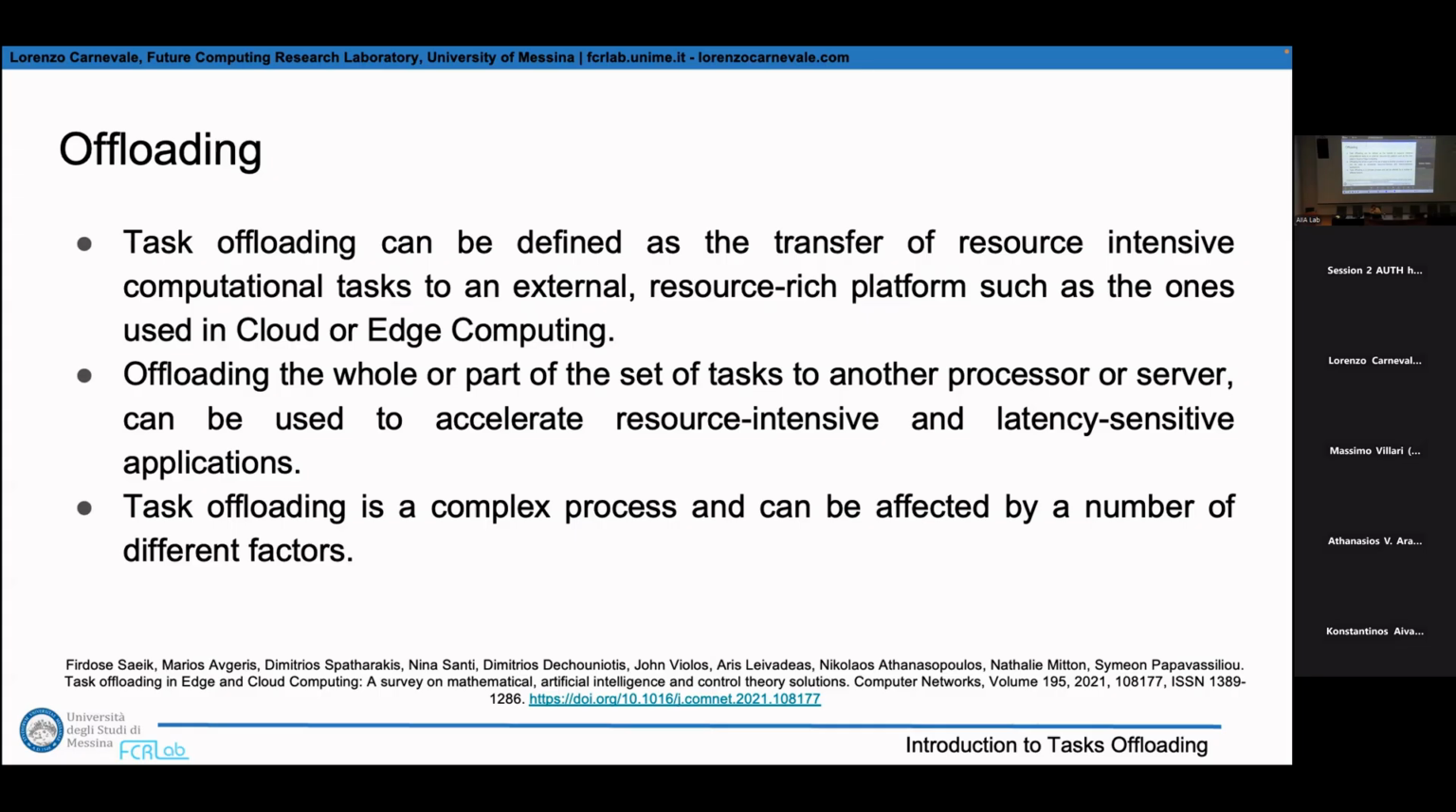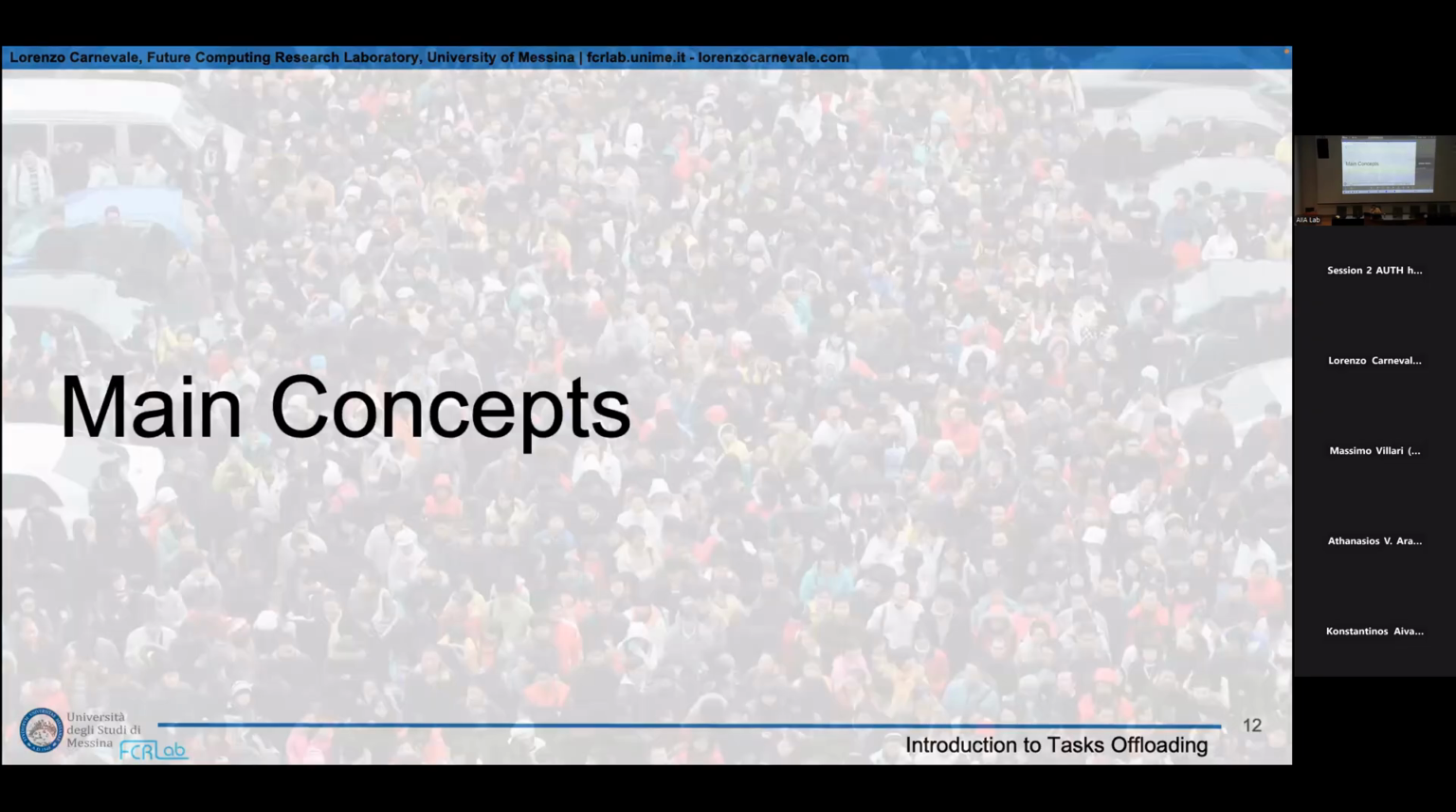Why do we introduce latency? Because when we move a computation from a lower layer, for example the IoT or the edge, to the cloud, of course, we introduce in the middle the network communication that introduces latency. So task offloading, at the end of the day, is a very complex process that can be affected by a number of different factors that we will see during this presentation.